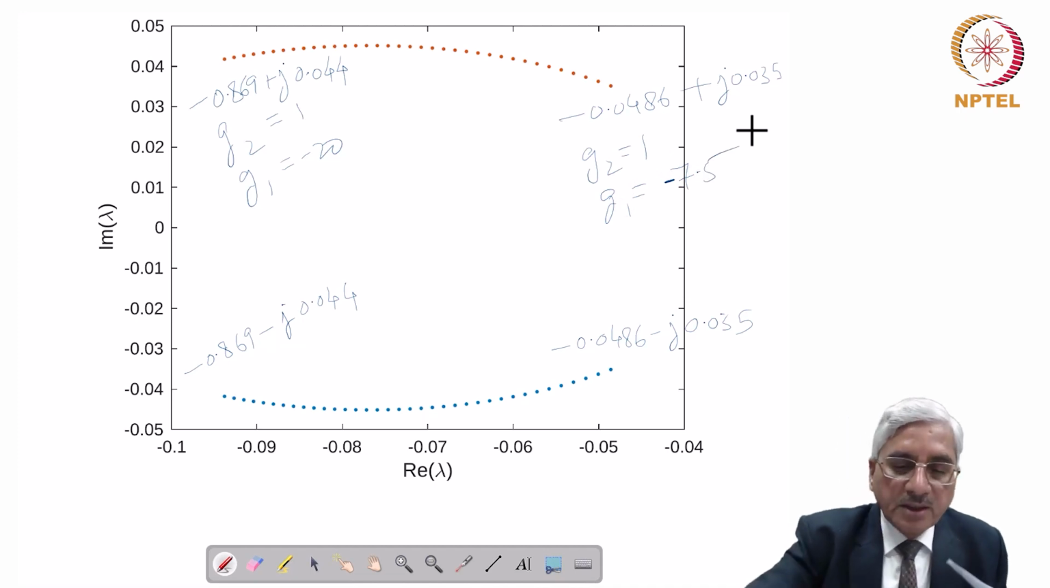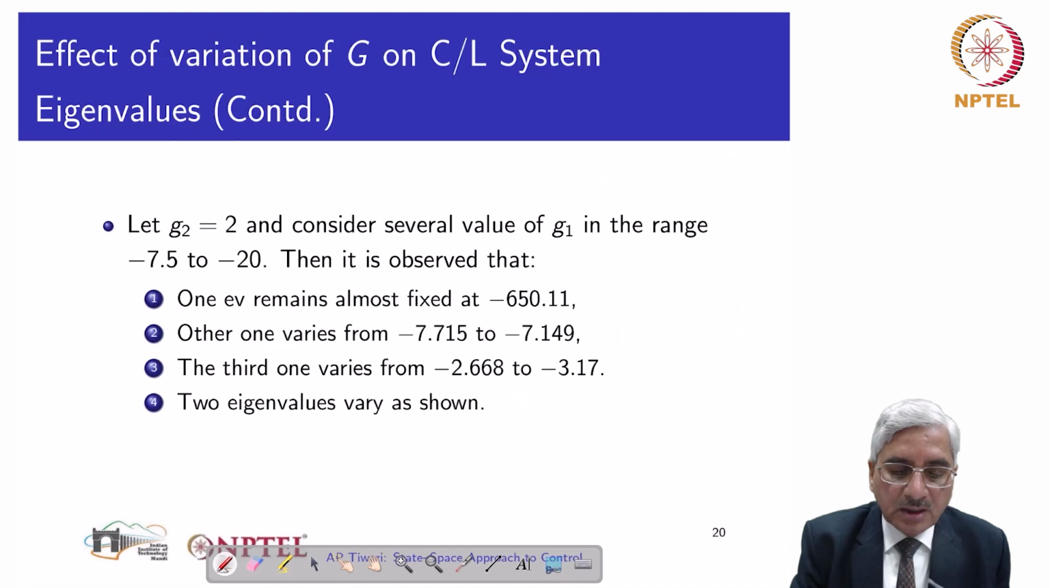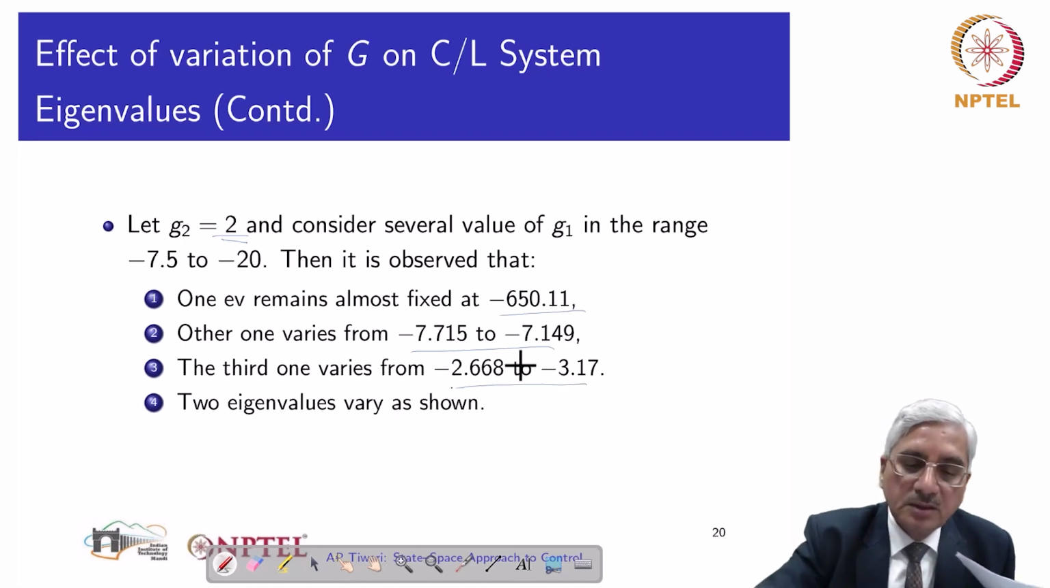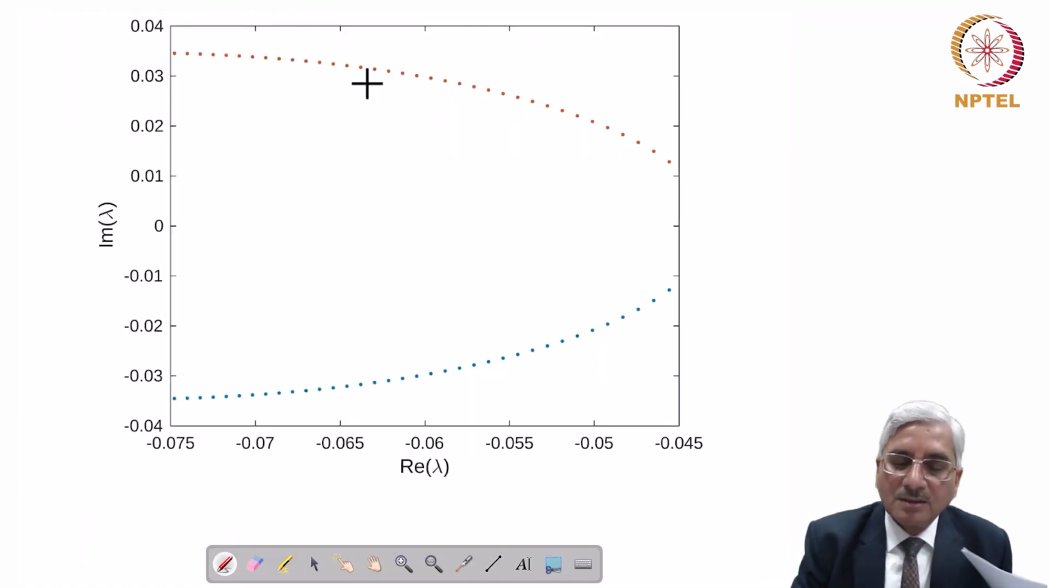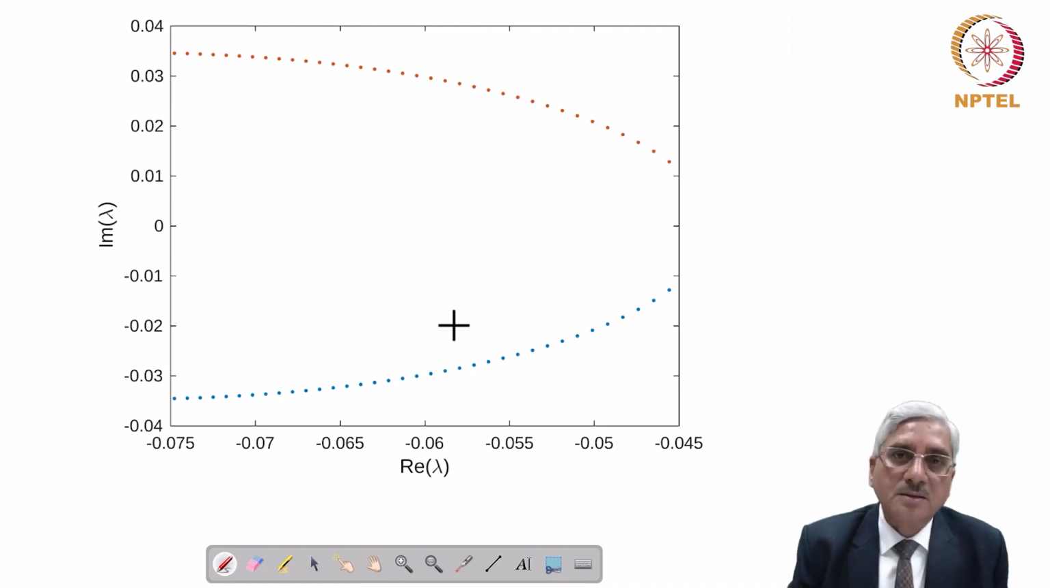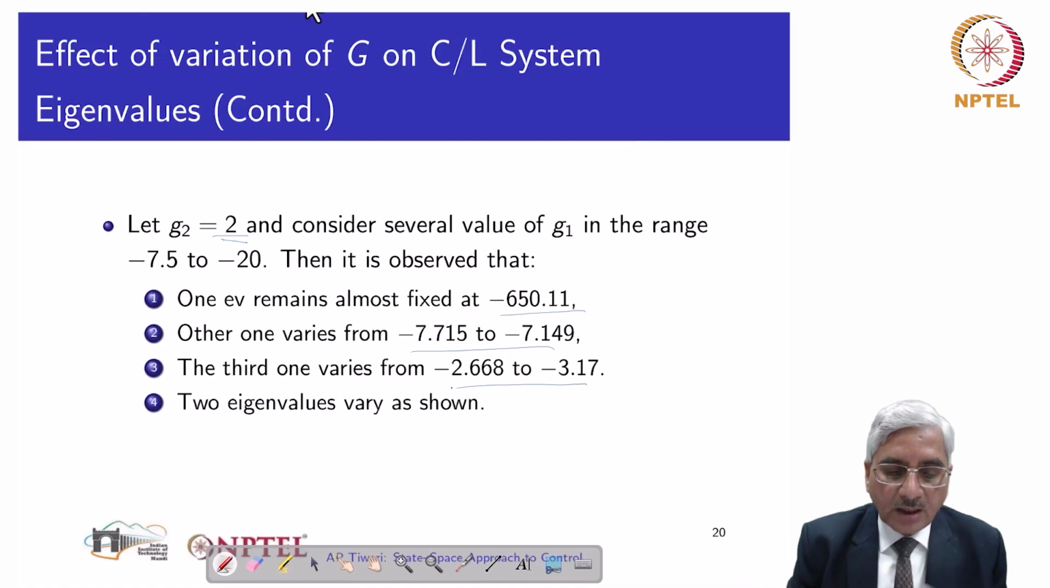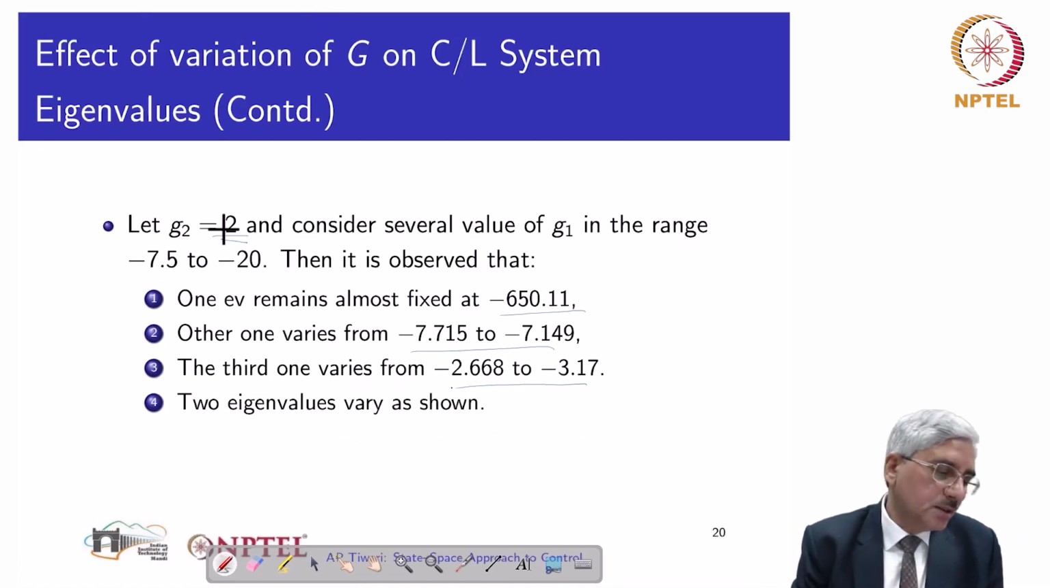So this is how it behaves. Now we do a similar exercise for G2 equal to 2, and in this again we see that three eigenvalues on the real axis show little variation, and one pair behaves like this. So this is for G2 equal to 2 and G1 equal to -7.5 to 20.